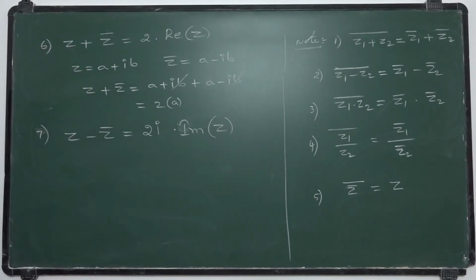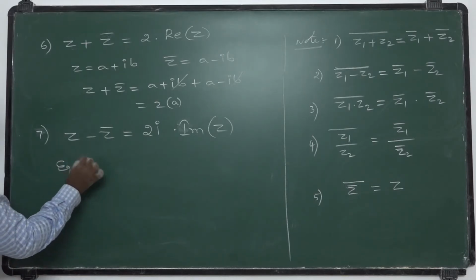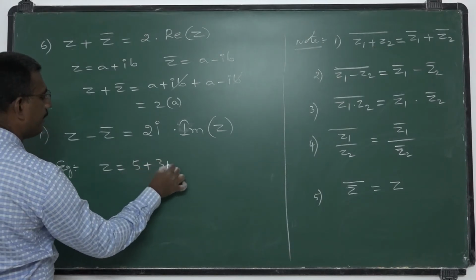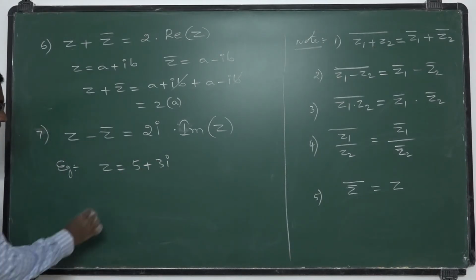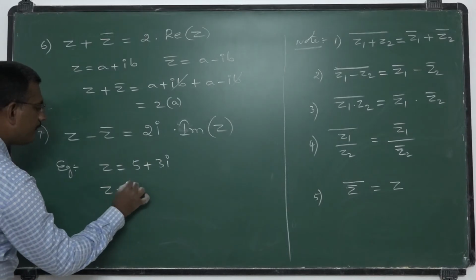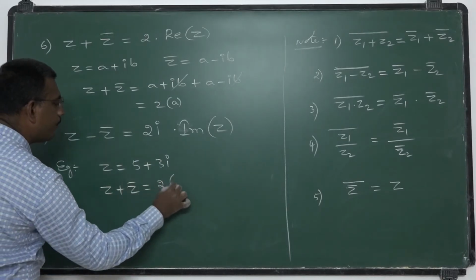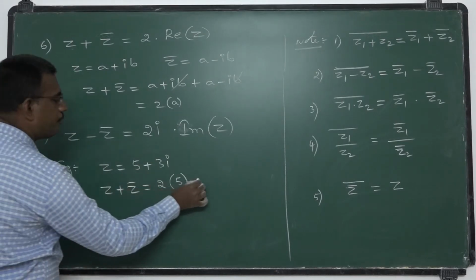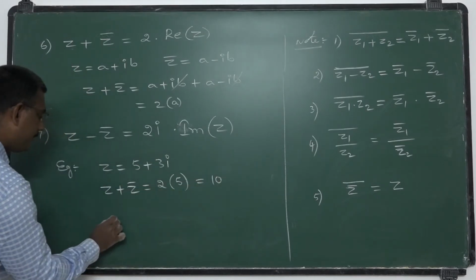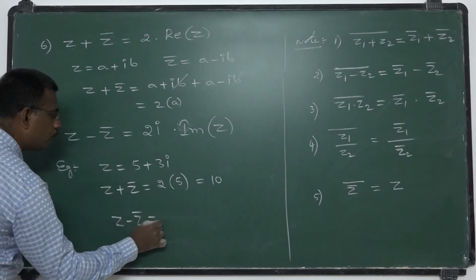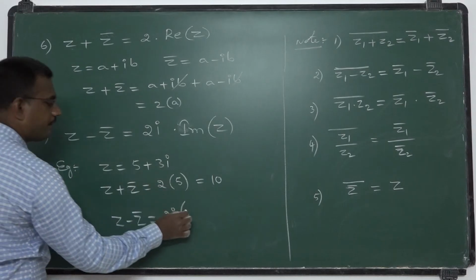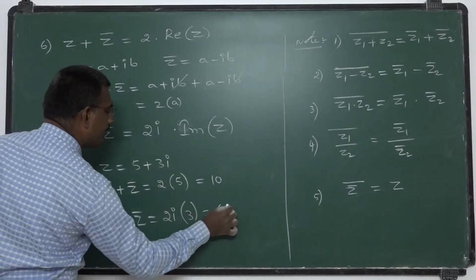2i times the imaginary part of z. For example, z is equal to 5 plus 3i. z plus z bar is equal to 2 times the real part of the complex number. The real part is 5, that is 2 into 5, 10. z minus z bar will be equal to 2i times the imaginary part of the complex number, that is 3. So it will be equal to 6i.